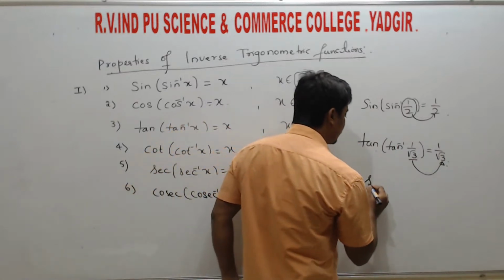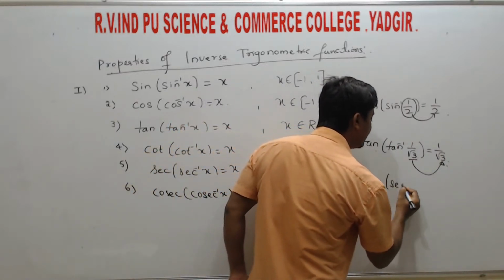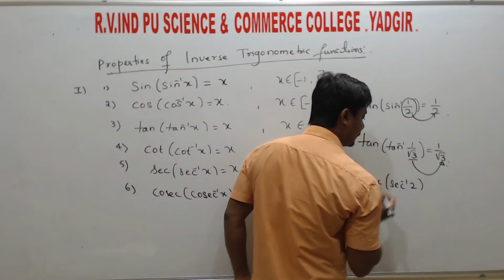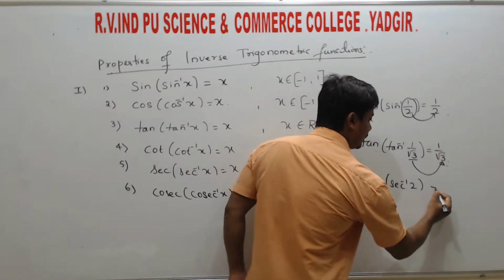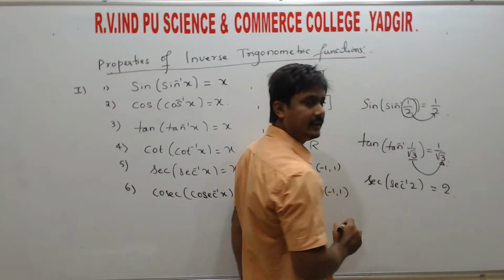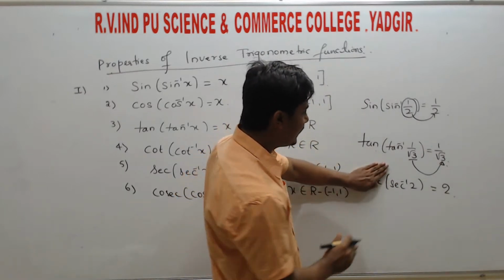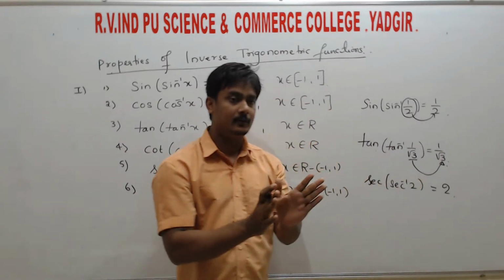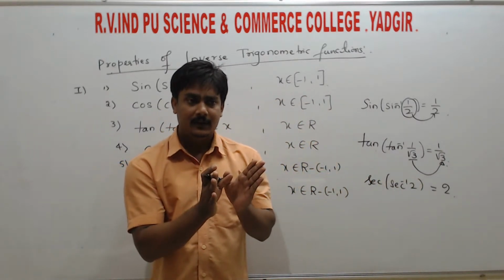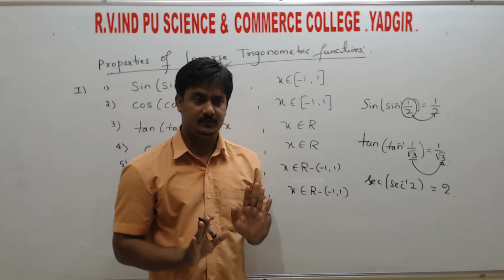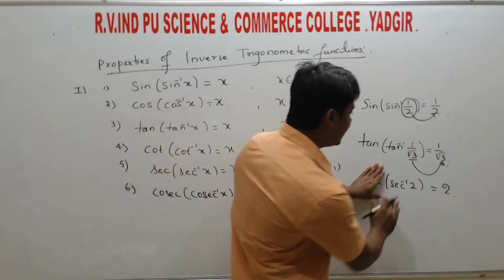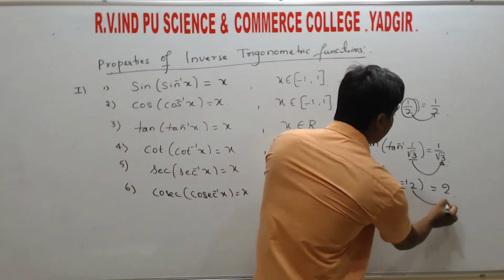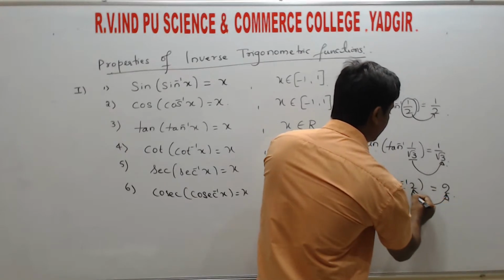If I ask you secant of secant inverse 2, what will be our answer? It is 2. How to remember it? Secant and secant inverse will cancel out. Actually, they won't cancel out, dear students. I am just telling you a way to remember it. Okay. So secant and secant inverse will cancel out. We get the answer as what?